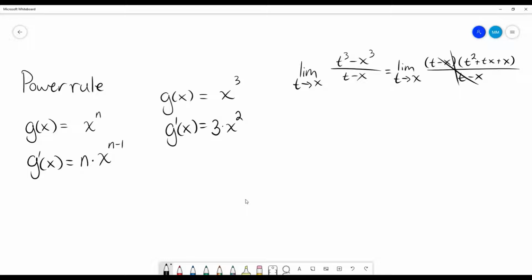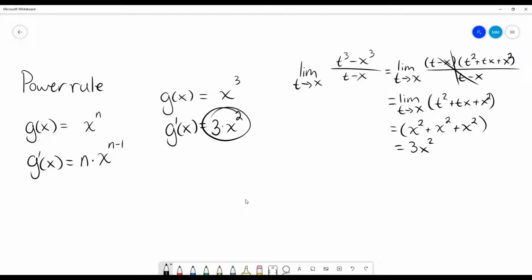Those cancel. This turns into the limit of this, which, oh, I feel like I messed up. Oh, that should be an x squared. Sorry. So then if we plug in that x wherever the t goes, that gets us x squared plus x times x, which is another x squared, plus x squared, or 3x squared, which is exactly what we got for our derivative here.